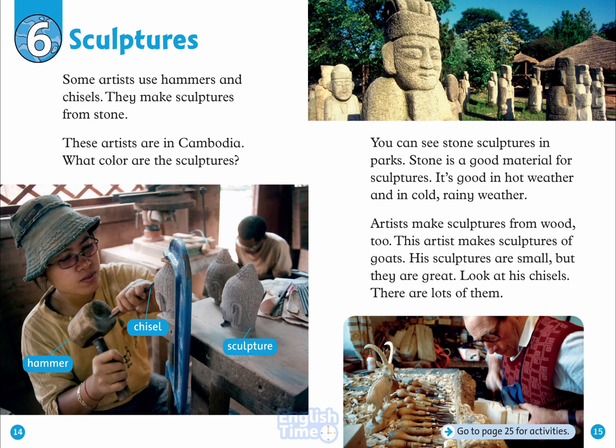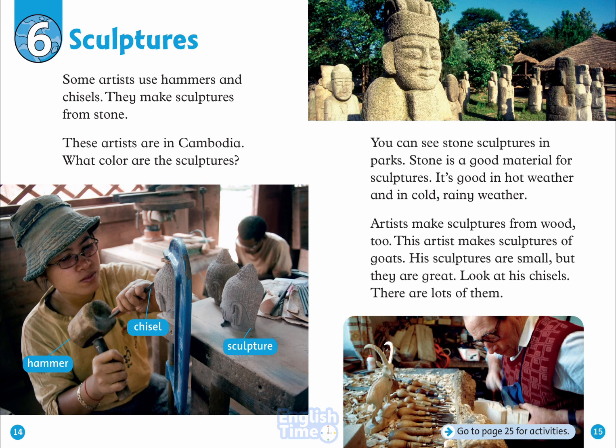Chapter 6. Sculptures. Some artists use hammers and chisels. They make sculptures from stone. These artists are in Cambodia. What colour are the sculptures? You can see stone sculptures in parks.